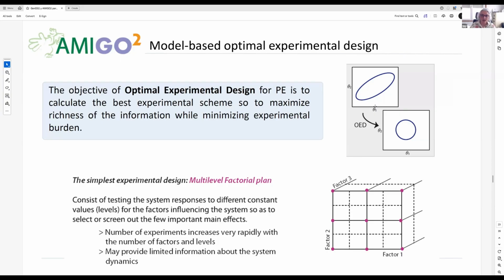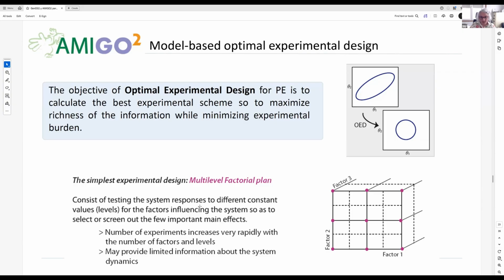So this means that we will have a very elongated and large hyperellipsoid, and we could try to, through optimal experimental design, make things nicer, so reduce the confidence intervals and also reduce the correlation between parameters. So to do so, AMIGO2 offers the possibility of solving the optimal experimental design problem using the model itself.